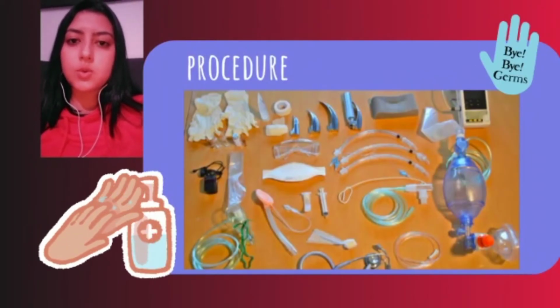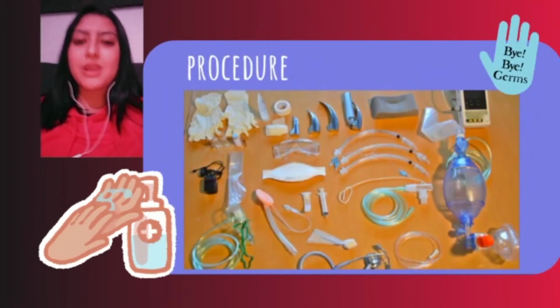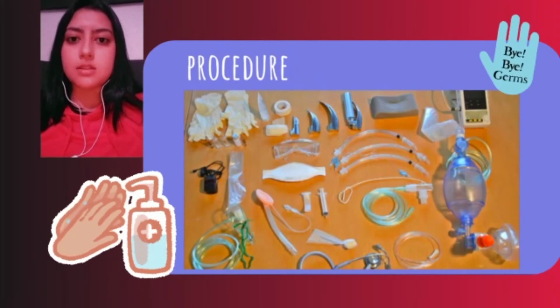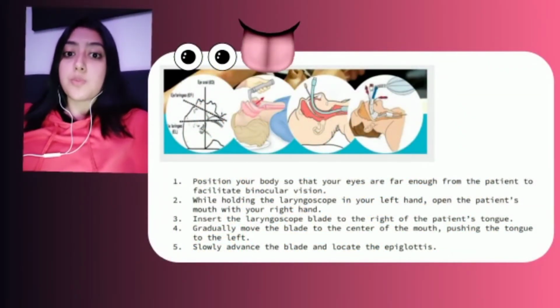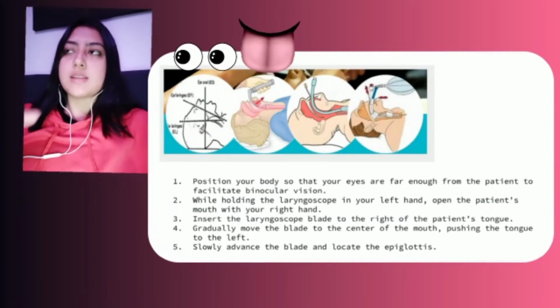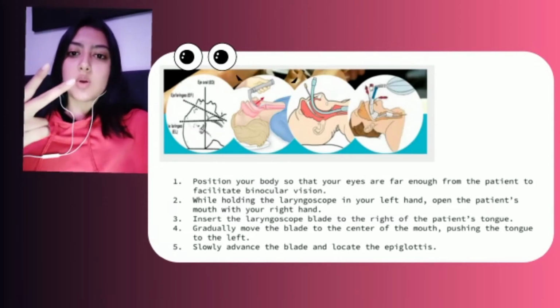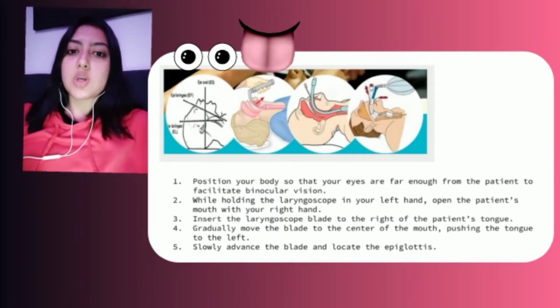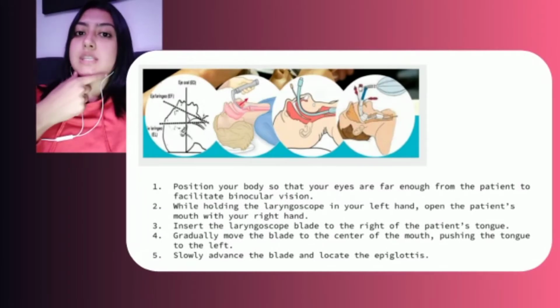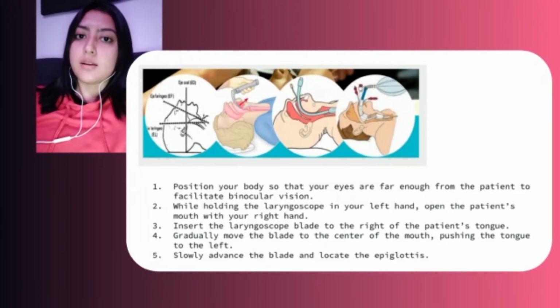Okay, we continue with the procedure. It's very important to maintain all antiseptic and aseptic standards. First, position your body so that your eyes are far enough from the patient to facilitate binocular vision. Second, while holding the laryngoscope with your left hand, open the patient's mouth with the right hand.